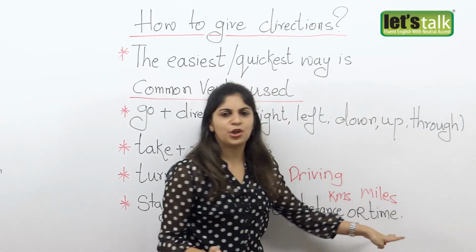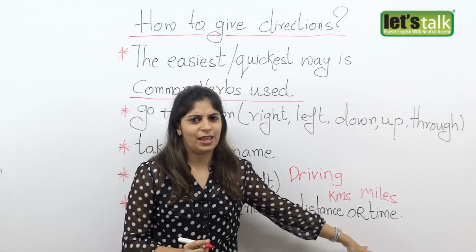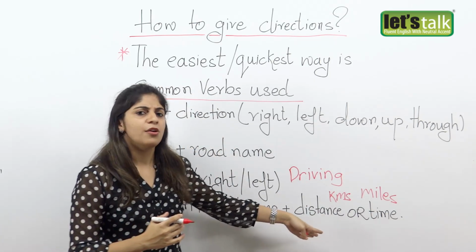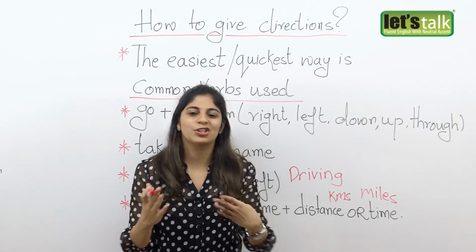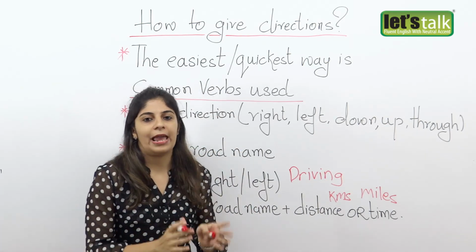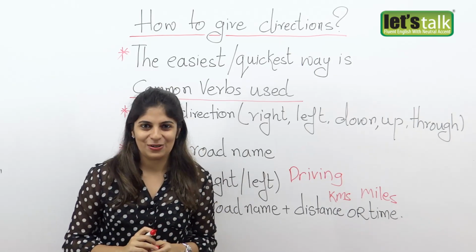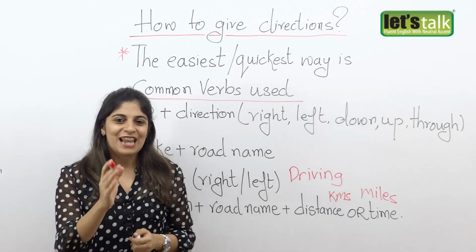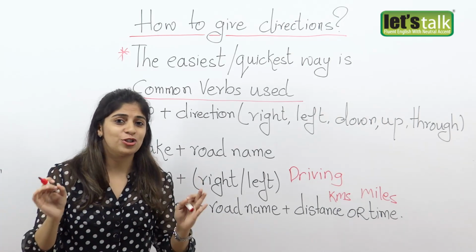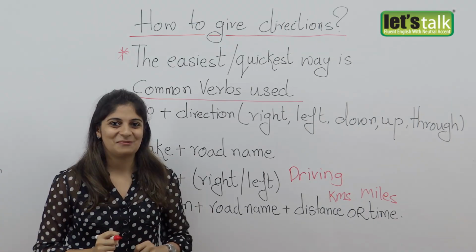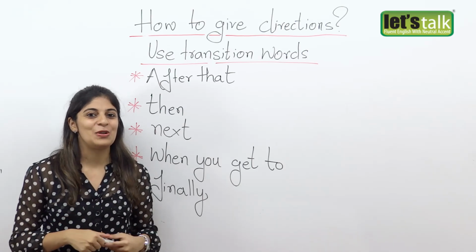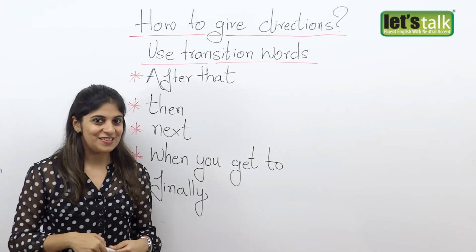All right, and then you can also mention the time, okay? Stay on the road for 5 minutes, or stay on the road for half an hour. So just basically giving a brief idea of how long it would take to get to the destination. People would like to know that. So now we will look at some other important things that you need to know while giving directions, okay?